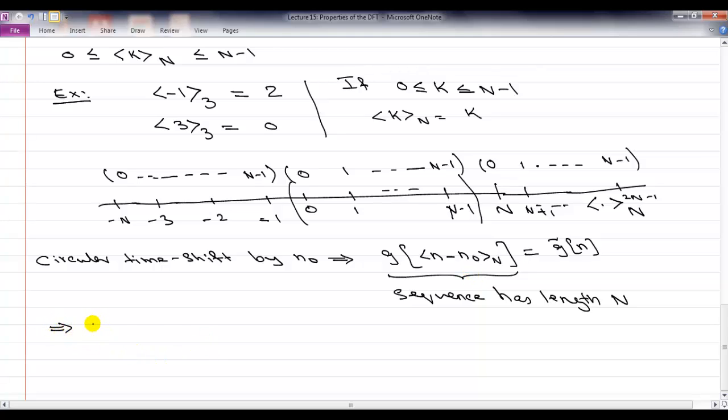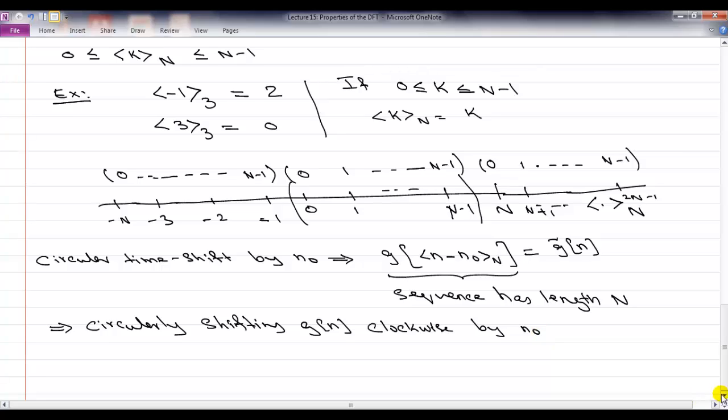Intuitively, you can say that this is circularly shifting g of n clockwise by n naught. So there are two ways that you can understand the circular time shift. One is you just plug in the values to get back what should be the answer.